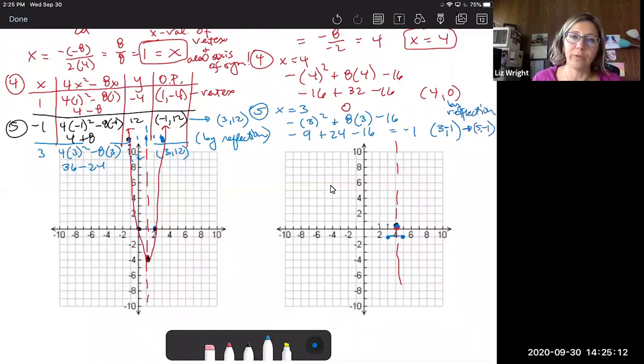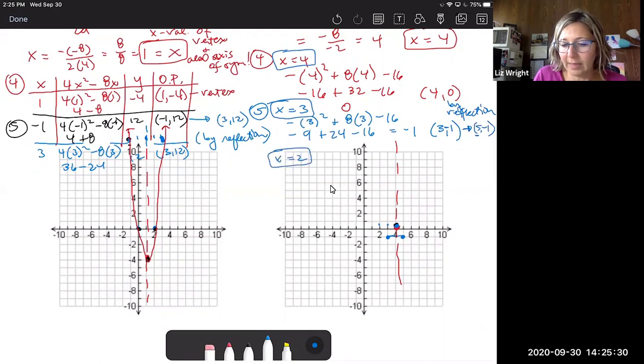All right, so far we only have 3 points. We've got to do one more point, and then we're going to reflect it over. So far we've used x equals 4, we've used x equals 3, we also have used x equals 5. So let's do like an x equals 2.